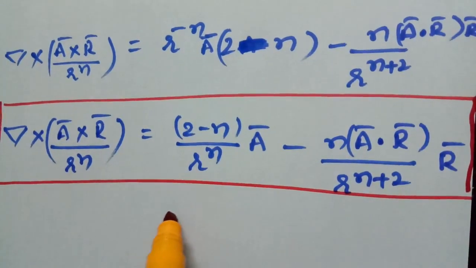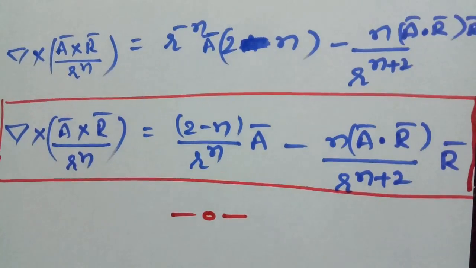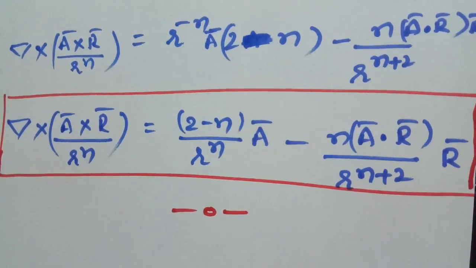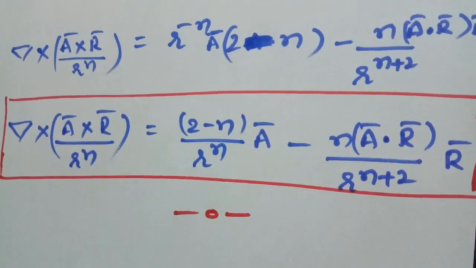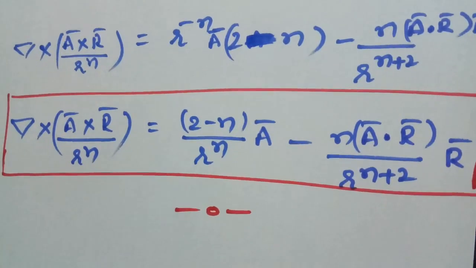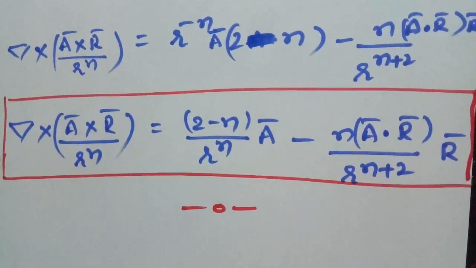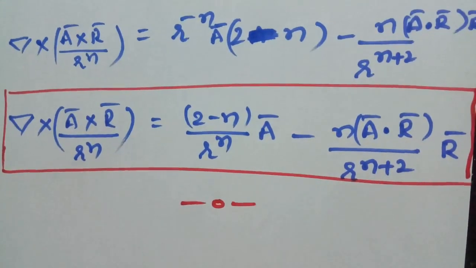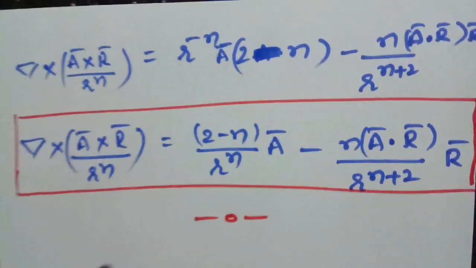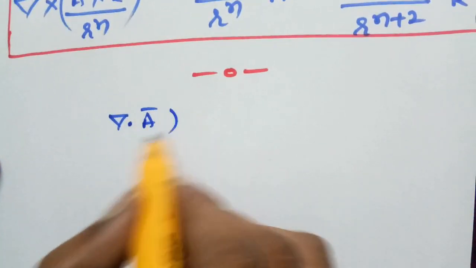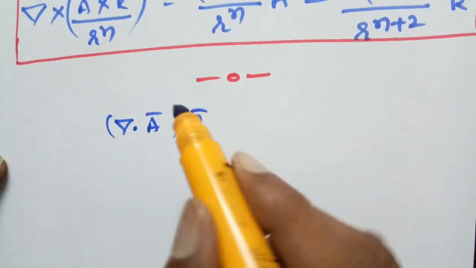Previously, I explained that I will show after the completion of this problem: del dot (a bar into r bar) is equal to a bar. So I would like to show that one. So del dot (a bar into r bar).